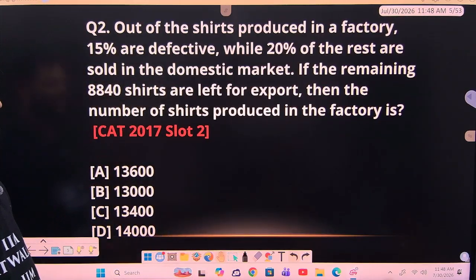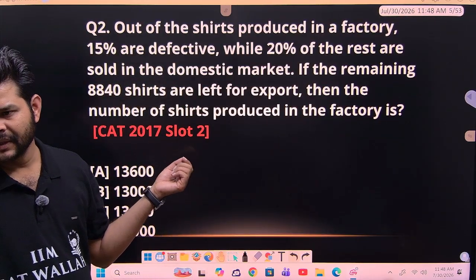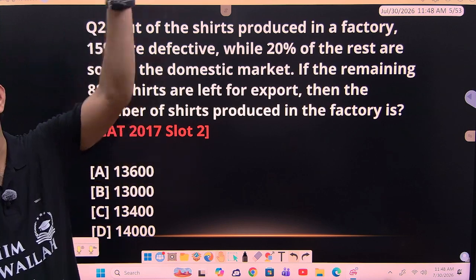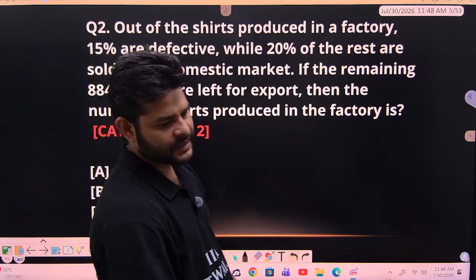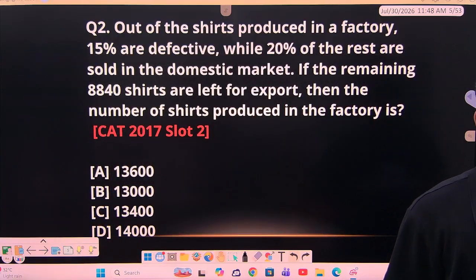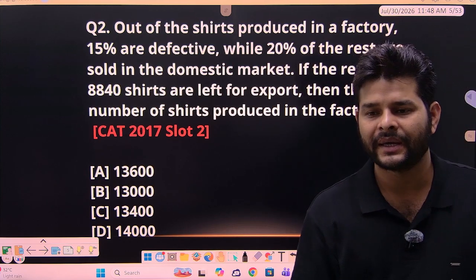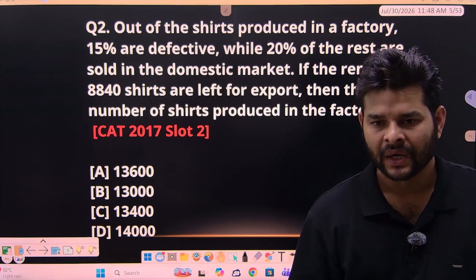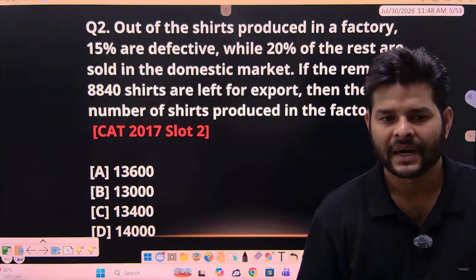The question has been asked in 2017 slot 2. Today we will discuss all the questions that have been asked in the CAT examination in different years, so that you can boost your level, and wherever you get stuck, you can immediately ask your doubt.